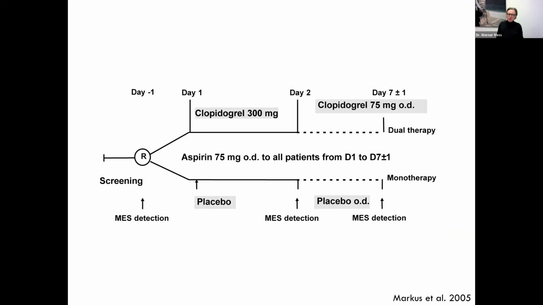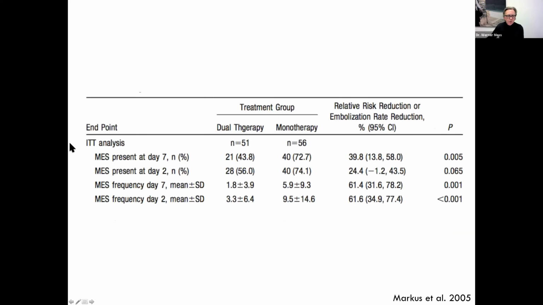The CARESS trial, also 100 patients, showed that you can measure the effect of medication. In this case, people were randomized and everybody got aspirin, but half of the patients got placebo and the other half got additional clopidogrel. And you can see what happened. We have microembolic signal measurement at day 7, so 1 week later, dual therapy versus monotherapy. And what we can see is that the addition of clopidogrel leads to a lower count of microembolic signals after a week.